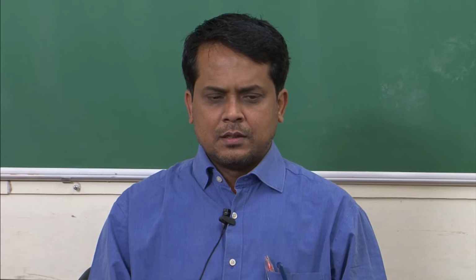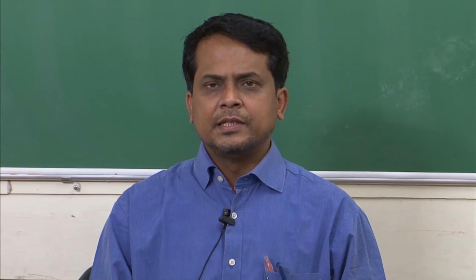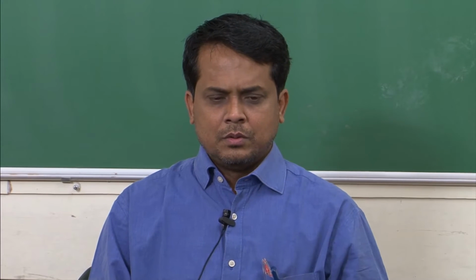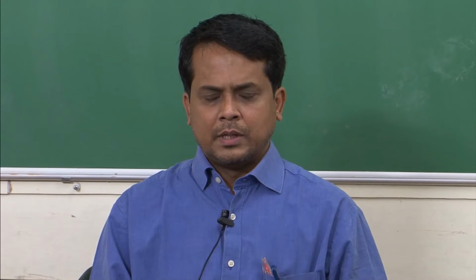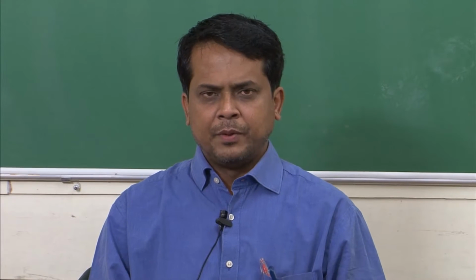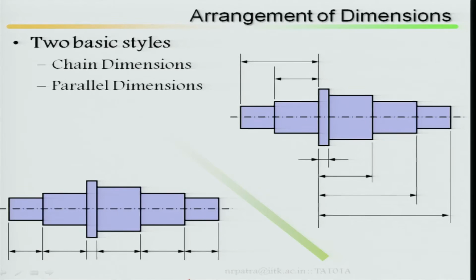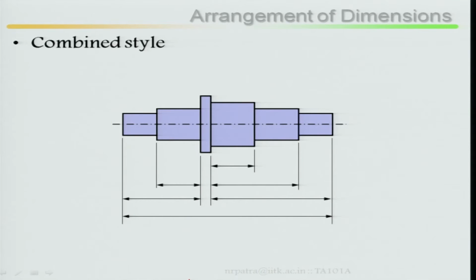Last class I started dimensioning in orthographic projections, and completed a few thumb rules, or you can say a few principles in dimensioning. Now, the arrangement of dimensions has two basic styles: chain dimensions and parallel dimensions. You can do chain dimensioning, you can do parallel. A combined style is also possible, where you use both chain as well as parallel dimensions.